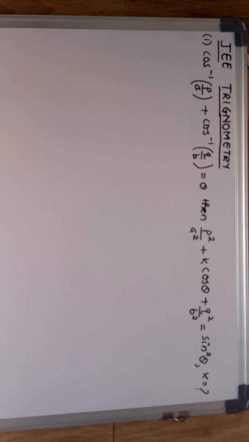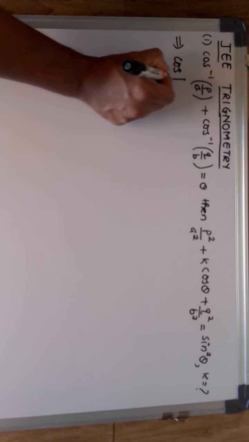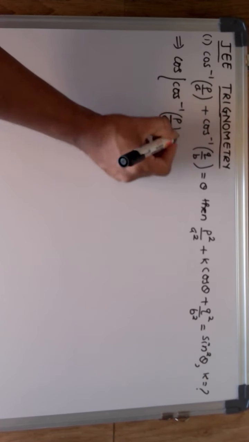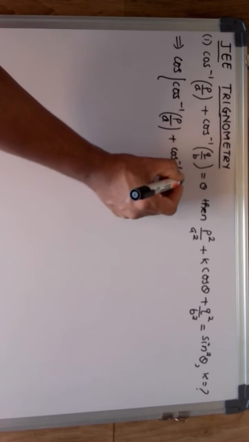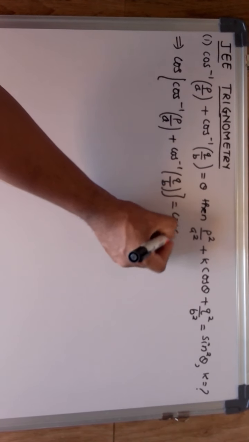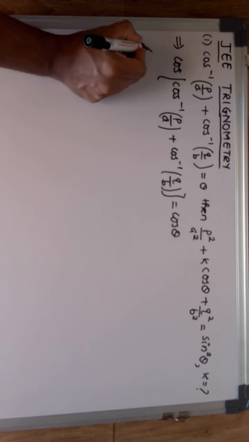So very clearly it is indicative that I need to take the cos ratio on both sides. So I will be taking cos of both sides. So I get cos of cos inverse P by A plus cos inverse Q by B, which is nothing but your cos theta. Now I can see here it is the cos of A plus B formula. The cos A plus B formula is equal to cos A cos B minus sin A sin B.